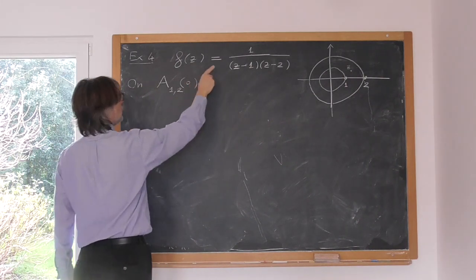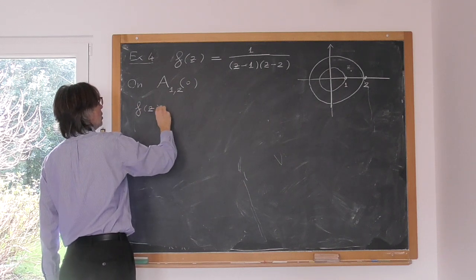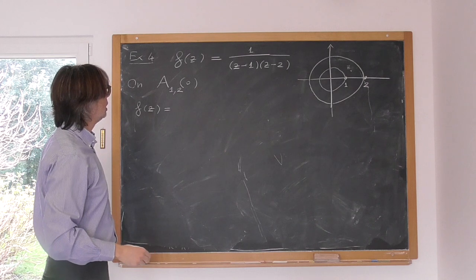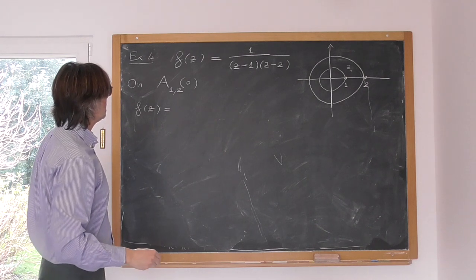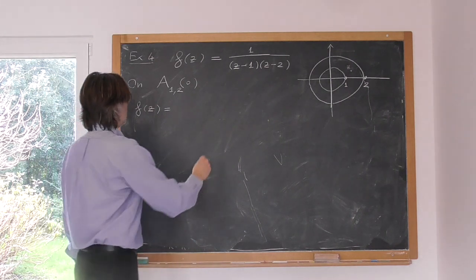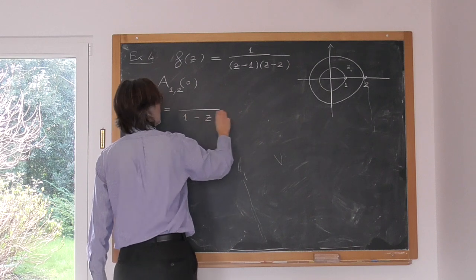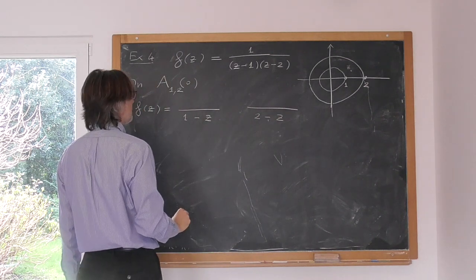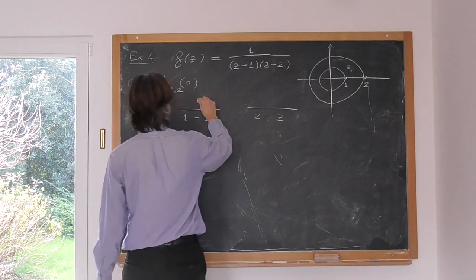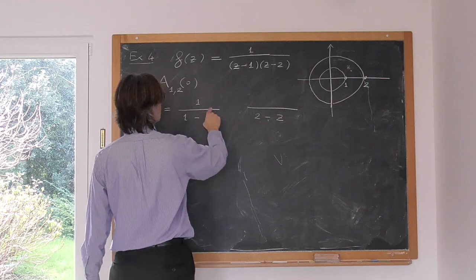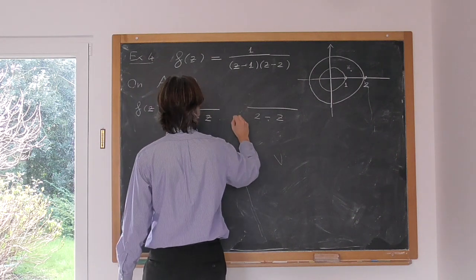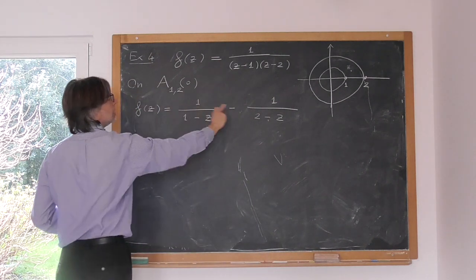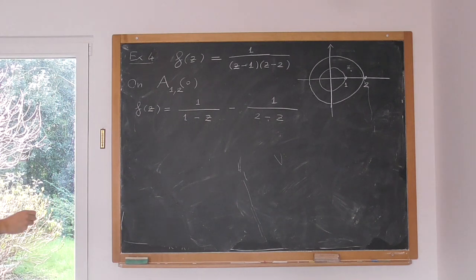well, first of all, maybe it's useful to write the usual partial fraction decomposition of this, which in this case should be: there will be a term 1 minus z and a term 2 minus z. And this should be 1 over 2 minus z, minus 1 over 1 minus z. Let's see if I wrote it correctly. Yes. So you can check easily that this is exactly the function we have.